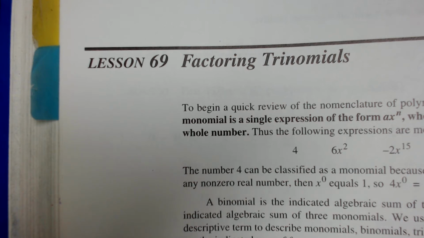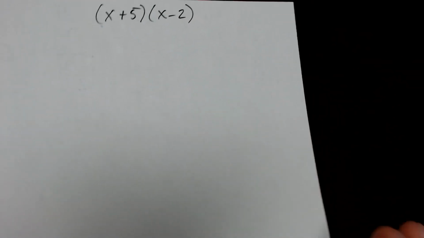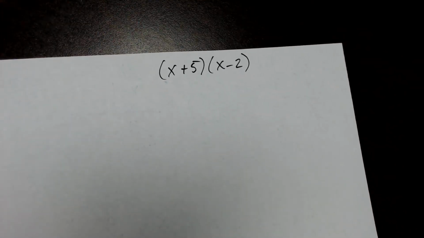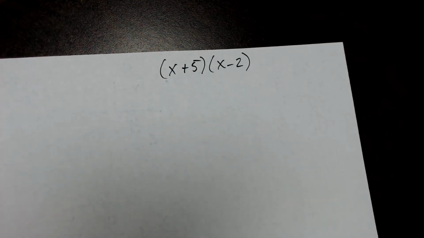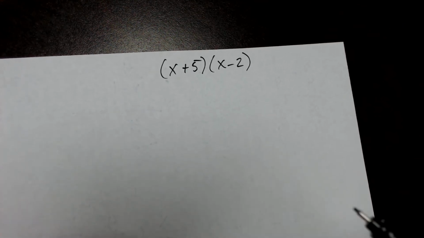Algebra 1, Lesson 69, Factoring Trinomials. I'm going to skip the book example and go straight to here. So in order to understand factoring trinomials, we need to understand FOIL. If we don't understand FOIL, we are not going to get this. So, quick recap of FOIL.